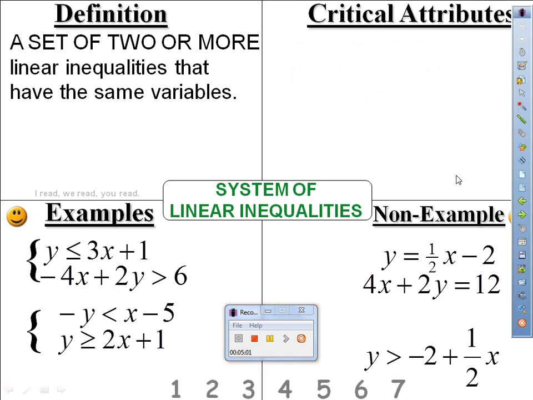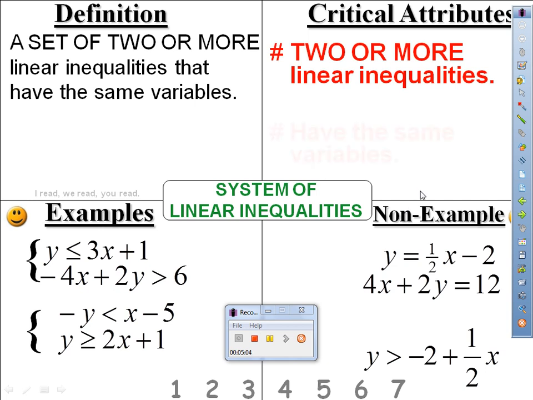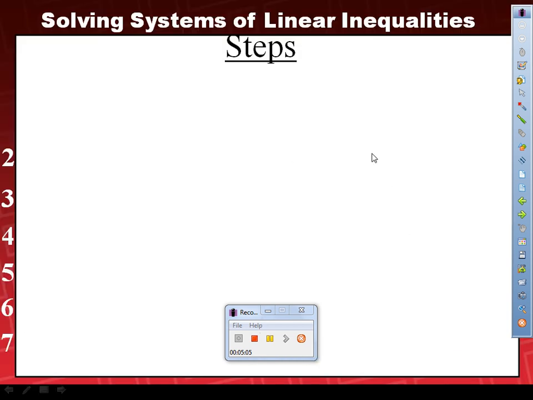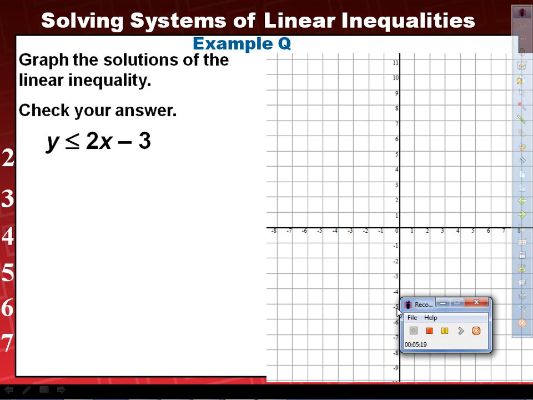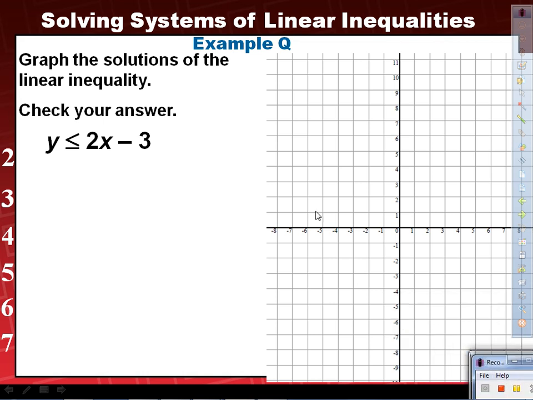So today we're working on systems of linear inequalities. You're going to come up with the steps once you see the process for today, what we're doing with graphing. But for right now, get yourself one graph paper in front of you. At the top left of your coordinate plane, I want you to copy this problem. Copy example Q test. Copy the instructions. Graph the solutions of the linear inequality. Check your answer. y is less than or equal to 2x minus 3. Copy that, please.